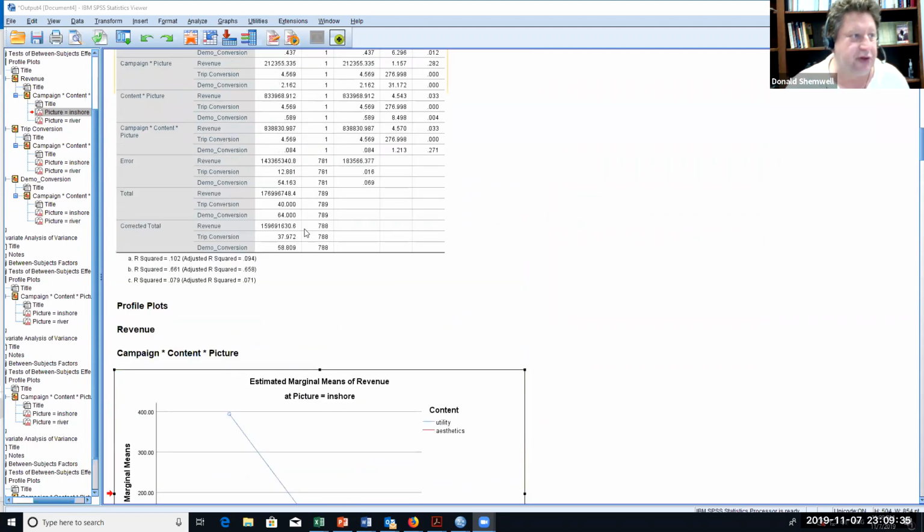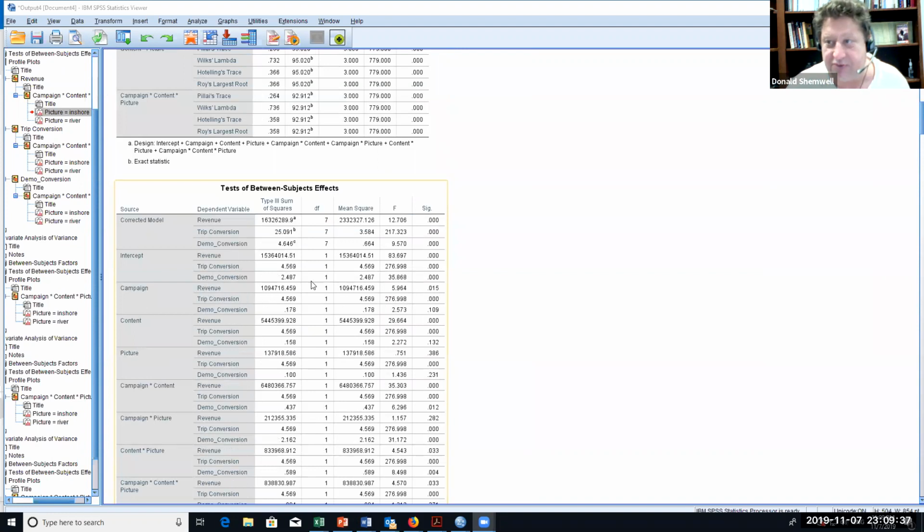So there are 9 total main effects. You've got to tell me all 9. I think it's easier, the way this is set up, it goes campaign with revenue, trip conversion, demo conversion. It's easier for you to explain and wrap your head around if you go outcome variable by outcome variable. We do not care about the intercept. So revenue and campaign: significant. That means one of those two campaigns does better.